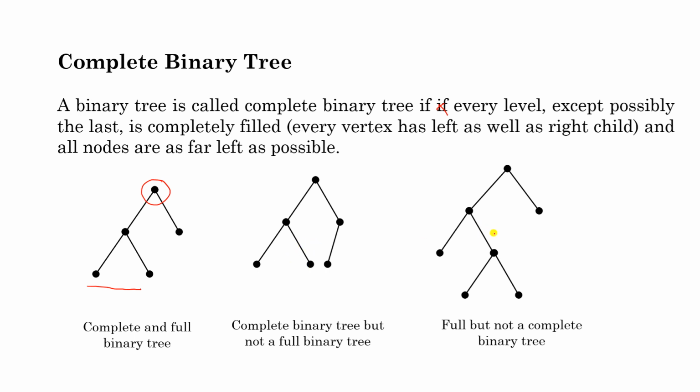But if you look at this one, this is the last level, but before this the second last level is not completely filled because there should be these two children here. So this is not a complete binary tree.